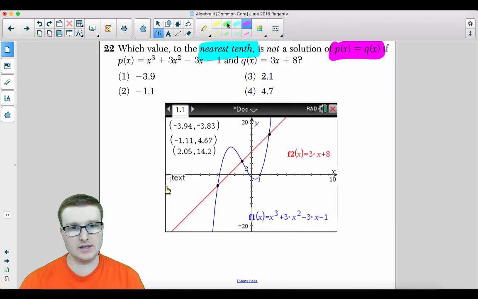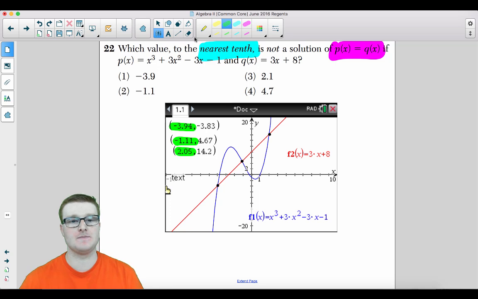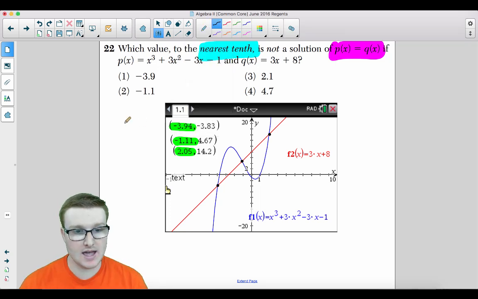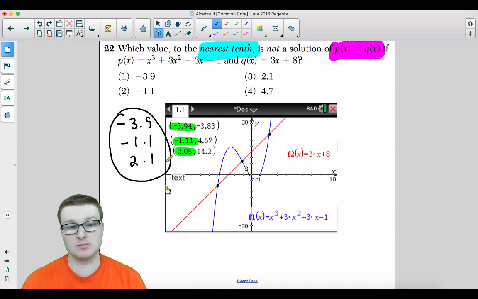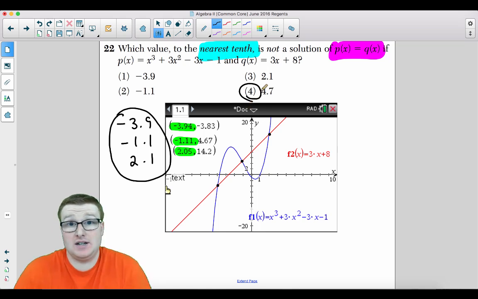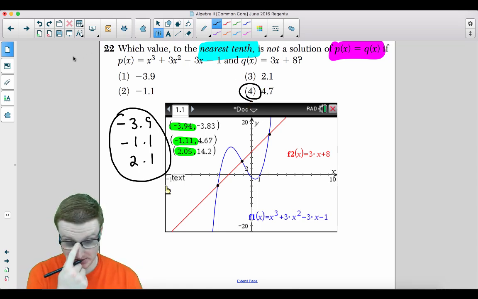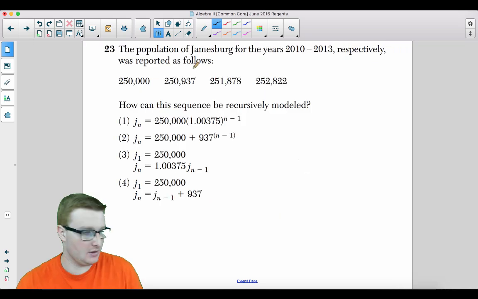Our intersection points are negative 3.94, negative 1.11, and 2.05. When you round these, you get negative 3.9, negative 1.1, and 2.1. These are the intersection points, so the only one that does not work is 4.7. Pretty simple question. Just graph it and get your intersection points. That's it. Moving on to number 23.